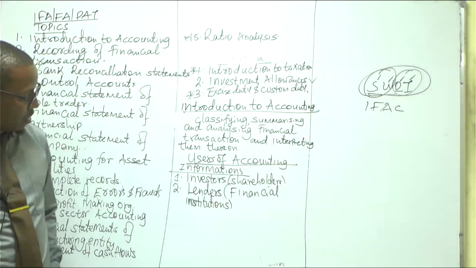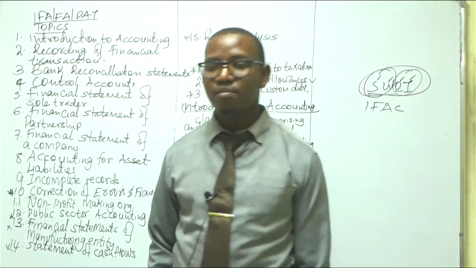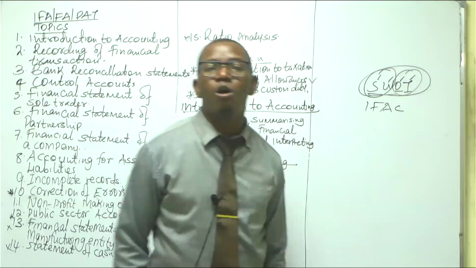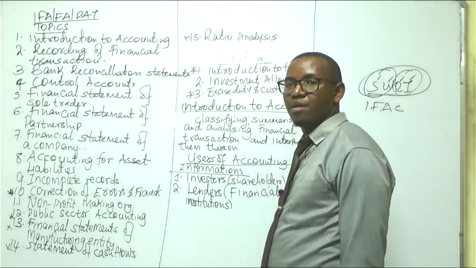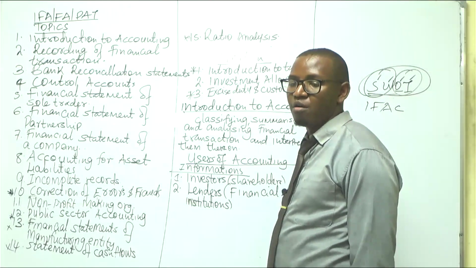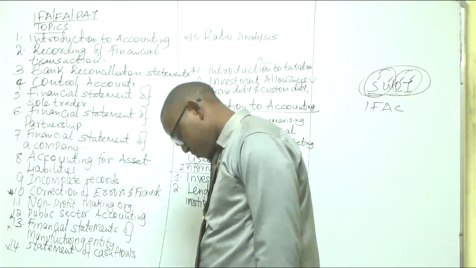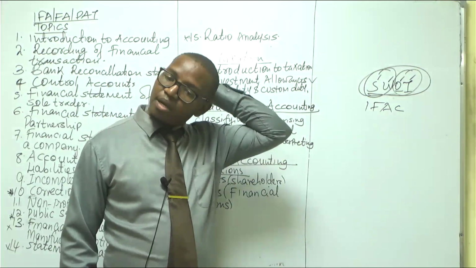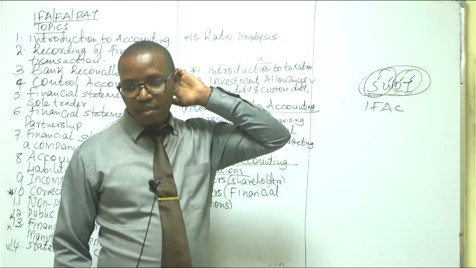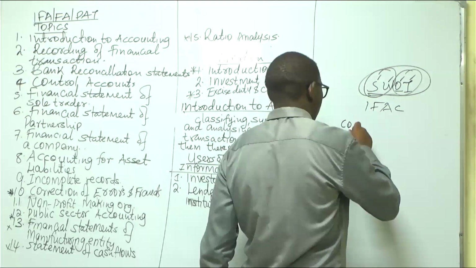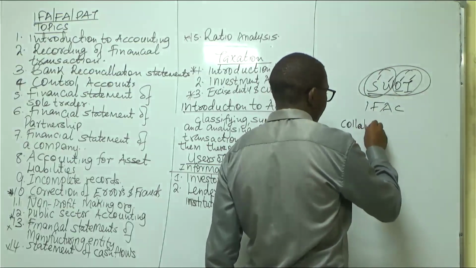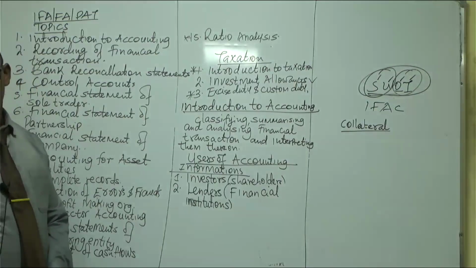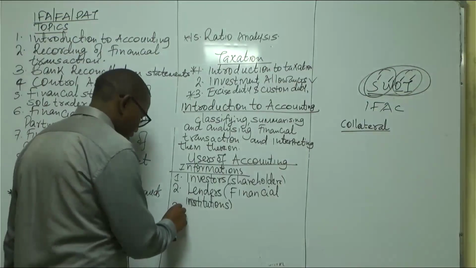So you write and say they require accounting information to determine the creditworthiness of the entity, and to determine the value of the assets that can be used as a collateral in obtaining the loan capital.